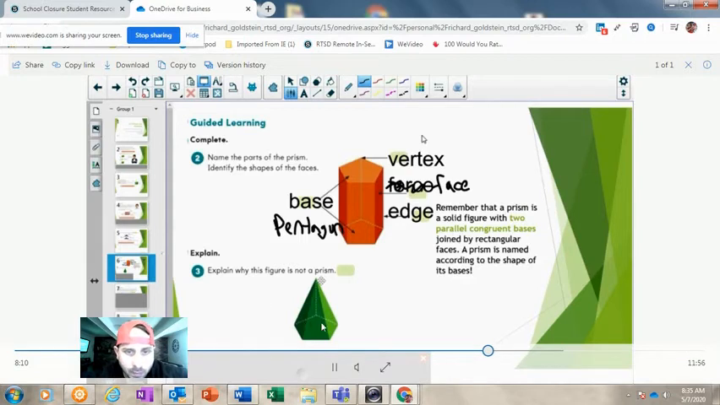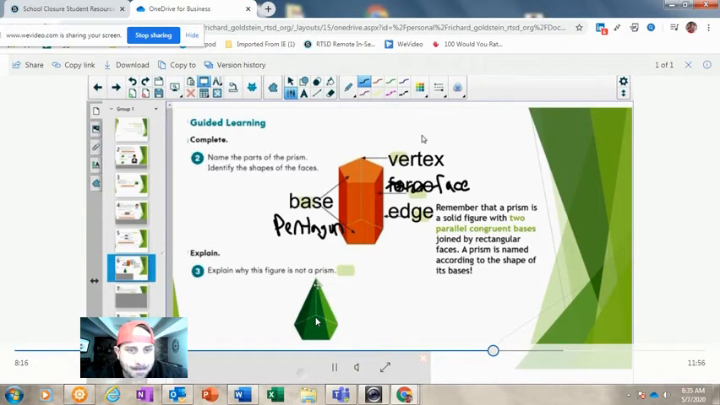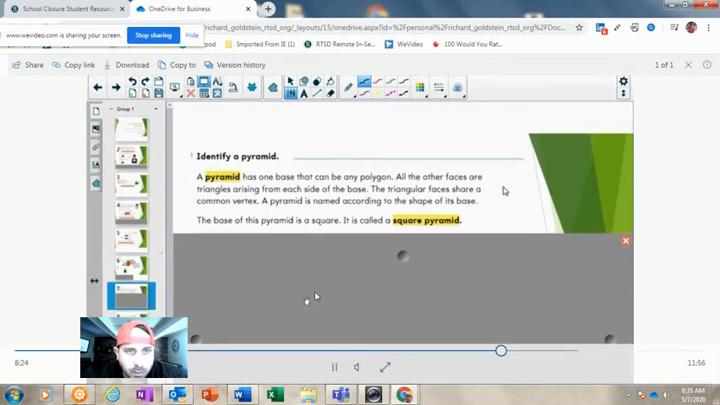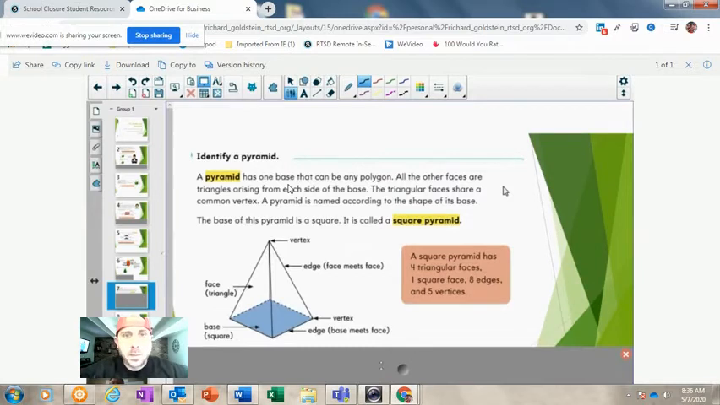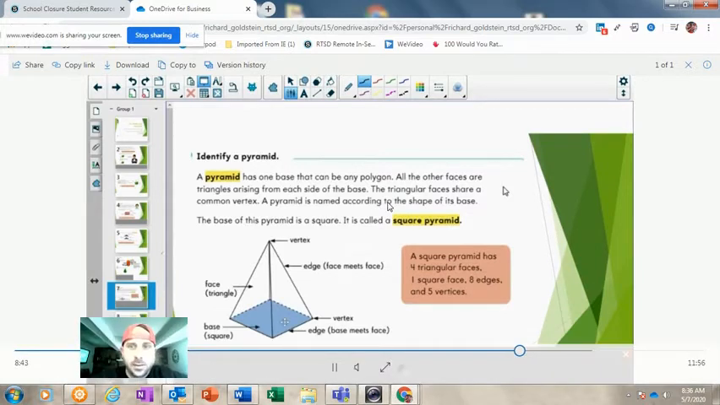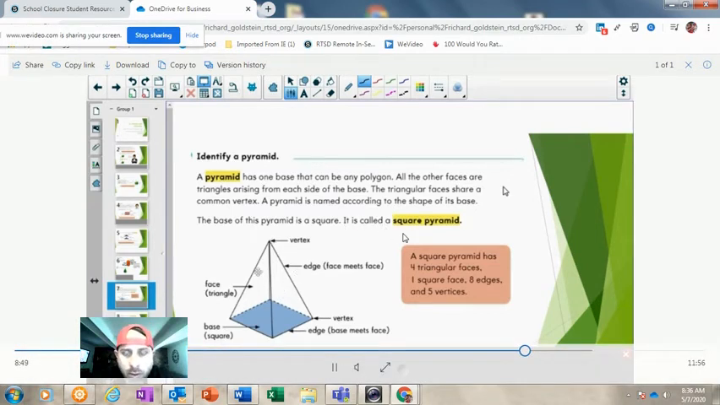What do you think a figure like this would be called? You've got that apex, vertex. If you didn't say it yet, it is a pyramid. So a pyramid is a 3D figure that has one base that can be any polygon, really. All the other faces are triangles in a pyramid arising from each side of that base. The triangular faces share a common vertex, and a pyramid is named according to the shape of its base.